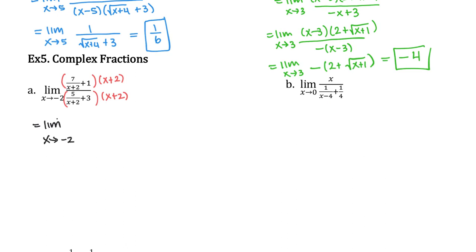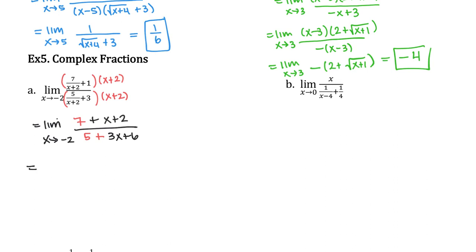Okay, now let me go ahead and distribute this. So if I do 7 over x plus 2 times x plus 2, the x plus 2's cancel. So I'm left with 7 plus. Now I'm going to do the x plus 2 times the 1. Well, that's going to be x plus 2. Okay, let me distribute the denominator now. If I do 5 over x plus 2 times x plus 2, the x plus 2's cancel, and I'm just left with 5. And if I do 3 times x plus 2, I get 3x plus 6.